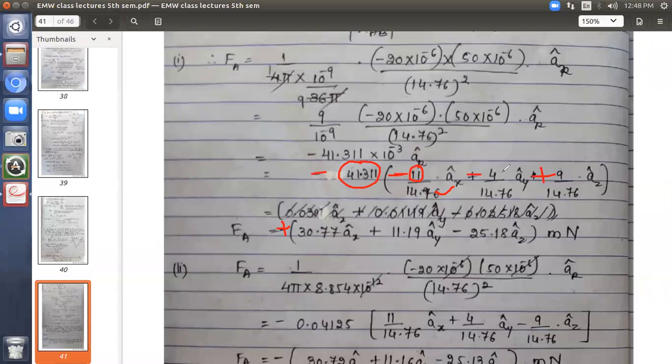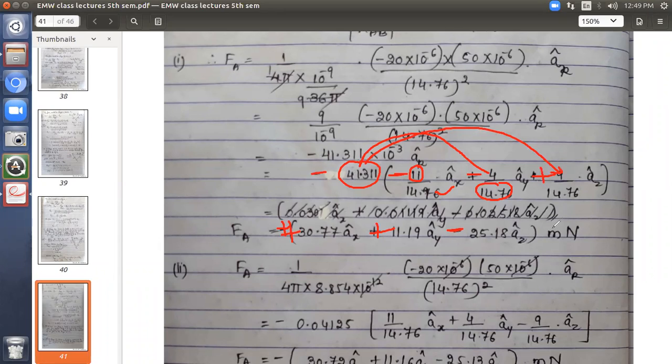Plus 30.77. Similarly, multiply 41 into 4 divided by 14.76. You will get minus into minus, plus. I have taken minus common, don't do that. This first term is positive, second term is also positive. That is 11.19 I got. Third time 41.311 multiplied by 9 divided by 14.76. If you do that, you will get 25.18. Minus into plus, you will get a negative sign. First two terms are positive, third term is negative.